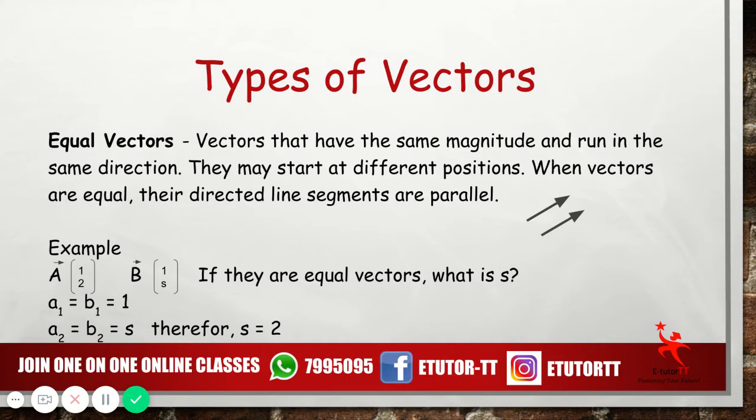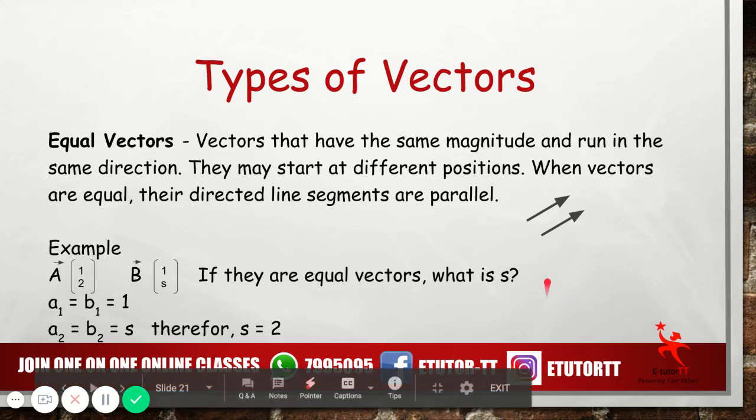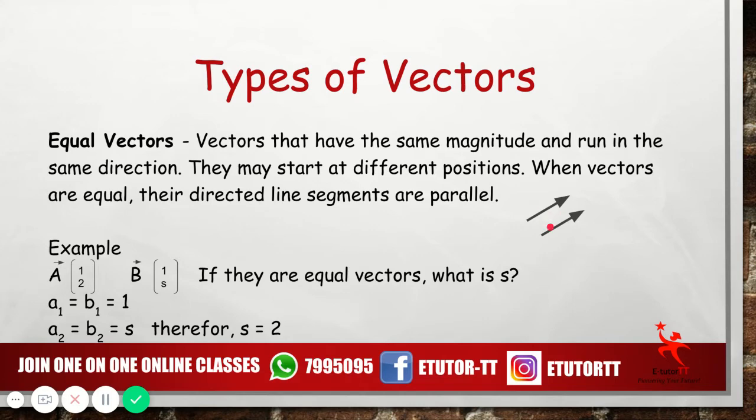Equal vectors. Vectors that have the same magnitude and run in the same direction. They may start at different positions. When vectors are equal, their directed line segments are parallel. So you see this diagram here, the line segments are parallel, meaning that they are of equal distance from each other the entire way. And you see they're pointing in the same direction, same size, therefore they're equal vectors.